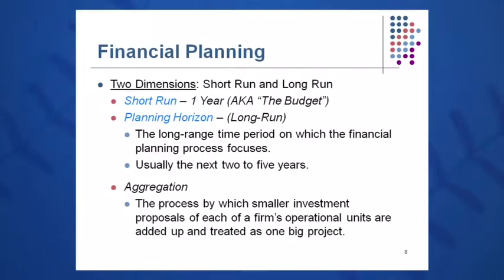Two dimensions of the financial plan. Typically, again, you'll do a 5-year plan. The first year of that is called the short run or the budget. So the short run is 1 year, the budget, and years 2 through 5 are called the planning horizon or the long run. And the long-range planning focuses on years 2 through 5.